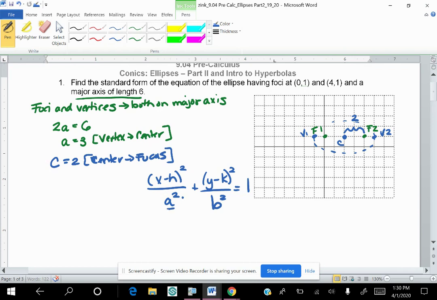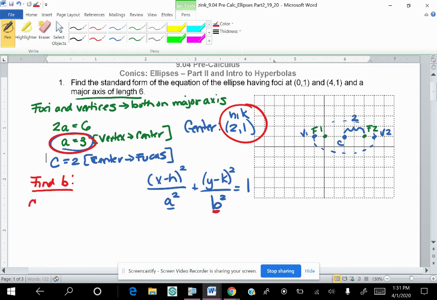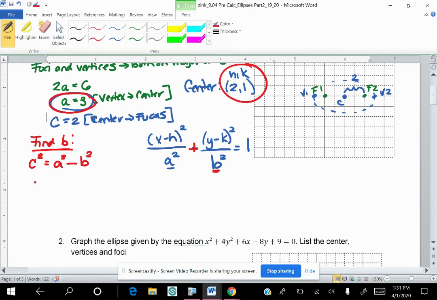So I know A, I know my center is the point (2, 1). So I know H, I know K, I know A. So these are all things that I'm going to need for this formula. The only thing I don't know is B. So to find B, we're going to use our formula: C squared equals A squared minus B squared. Remember, it's addition in the formula, subtraction to find C.